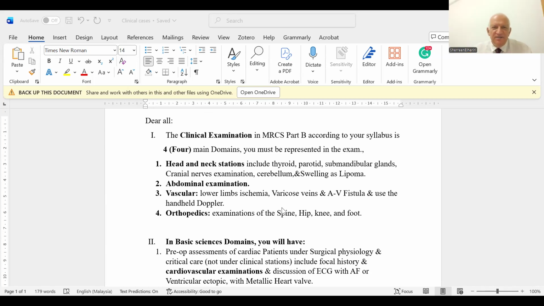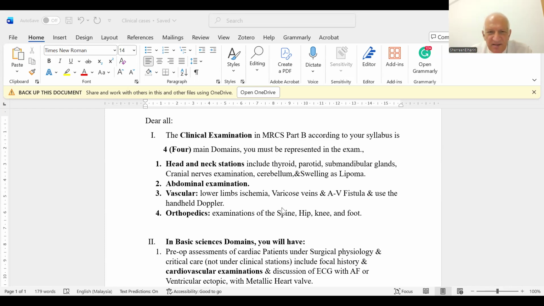All right. So usually it is important to know that in the clinical stations, or clinical base, like we called it in the college, we only have 4 topics and you have 3 stations. These 4 topics include the head and neck station, and this includes thyroid, parotid, submandibular, cranial nerve examination, cerebellum, and swelling like lipoma. The most common coming for the last few years, maybe the last 5 years, is usually the submandibular gland, and usually the patient is normal and has nothing.